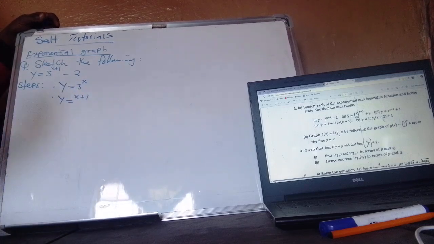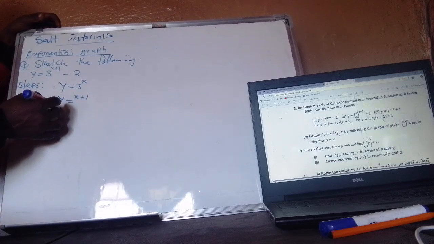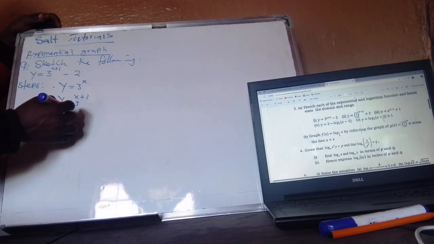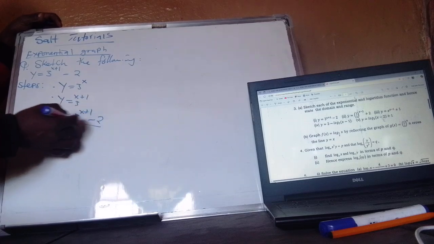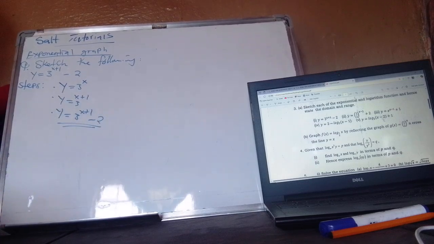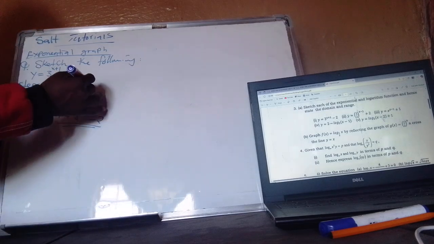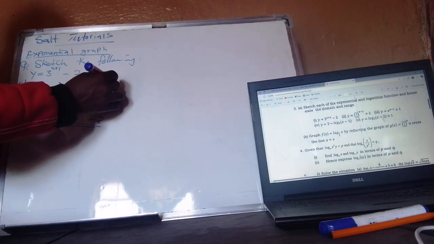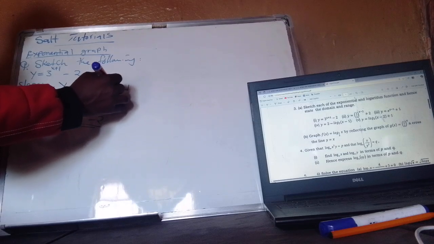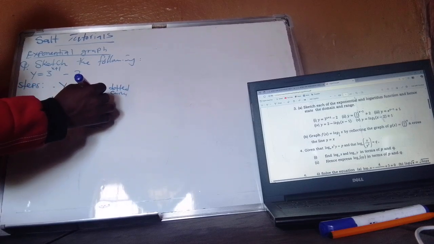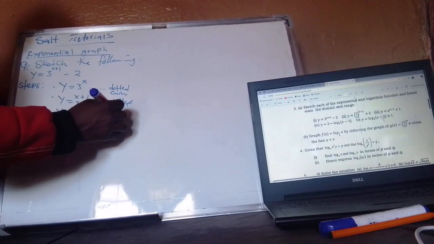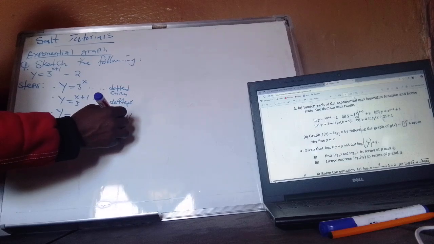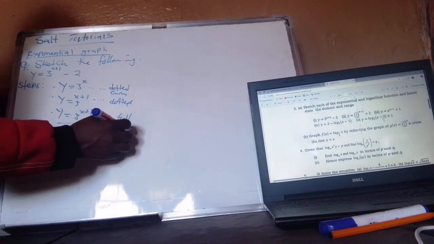After that, it will transform to become y equals 3 power x plus 1, minus 2. Then we've reached the final function. Since this is a transformation method, this one will be a dotted curve. This one will be a dotted curve. But this one will be a full curve, symbolizing that we have reached what we are looking for.